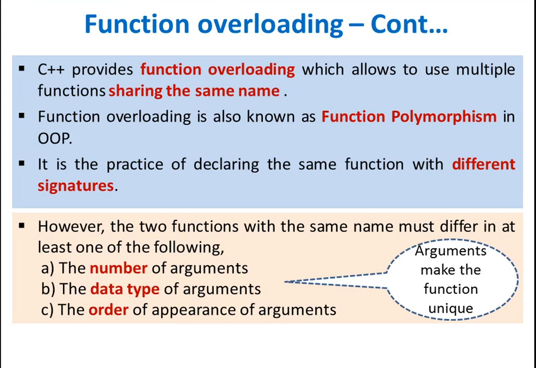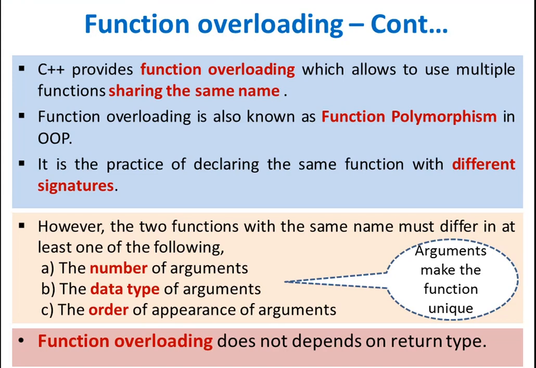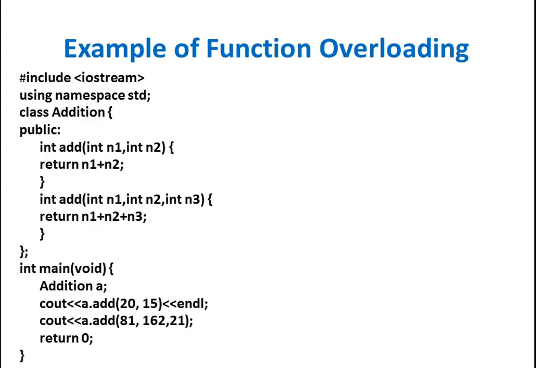The arguments make the function unique. And the most important thing here is that function overloading does not depend on the return type. It means that based upon the return type we can't overload the function. This is a simple example of function overloading.